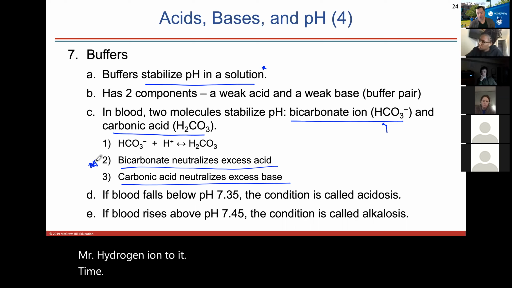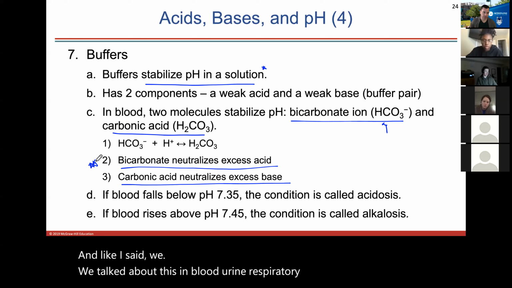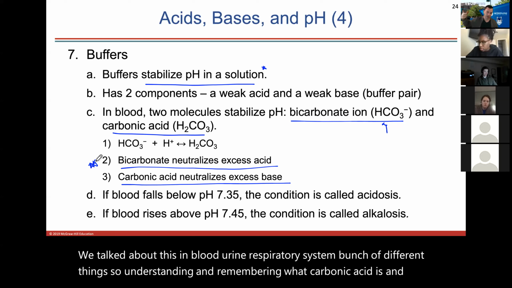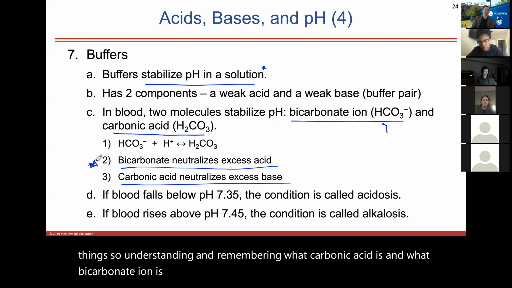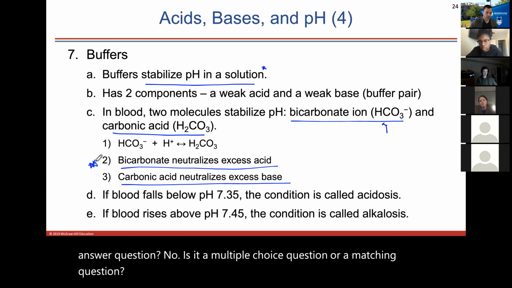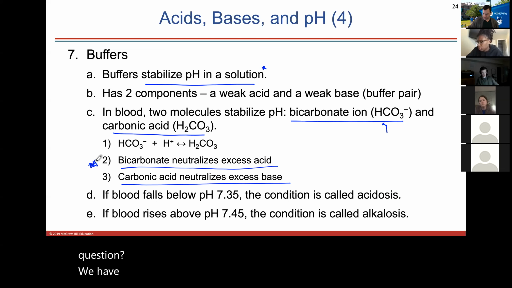And like I said, we're talking about this in blood, urine, respiratory system, a bunch of different things. So understanding and remembering what carbonic acid is and what bicarbonate ion is are pretty important things. Again, is it a short answer question? No. Is it a multiple choice question or a matching question? Heck yeah.